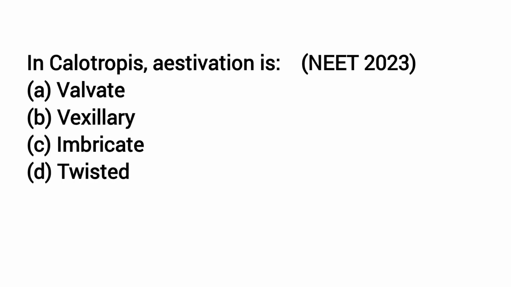We'll move on to the next question, that is, in Calotropis estivation is. So what do you mean by estivation? Estivation is the arrangement of sepals or petals in the flower. This estivation will vary from flower to flower, and in Calotropis the estivation is valvate. So Calotropis shows valvate estivation. So option A is the correct answer for this. This is a direct question.